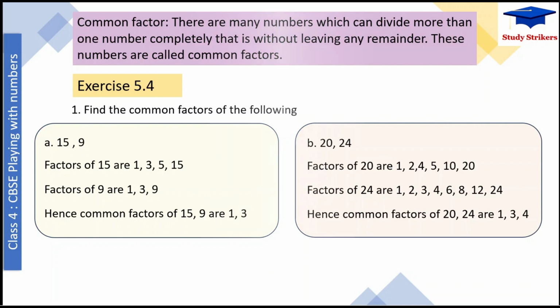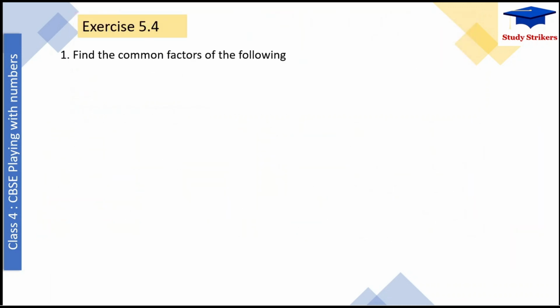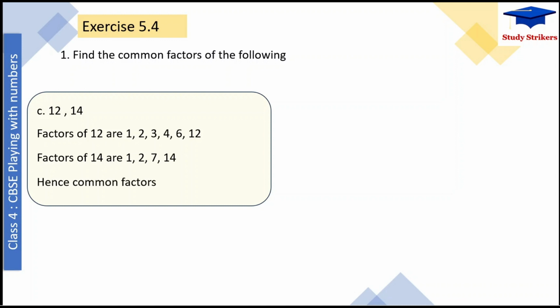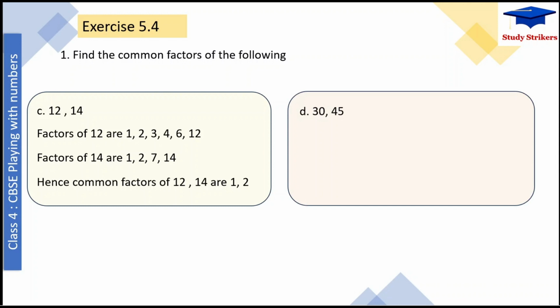Okay, let's move ahead. We have to find common factors of 12 and 14. So for that we will find out factors of 12. They are 1, 2, 3, 4, 6, 12. Factors of 14 are 1, 2, 7, 14. So their common factors are 1, 2.